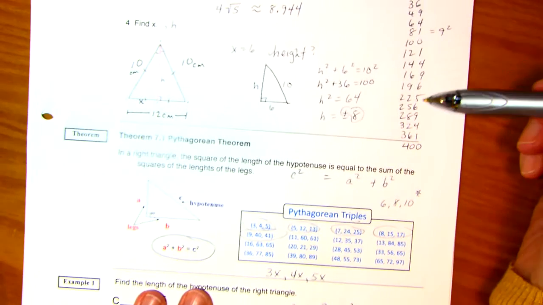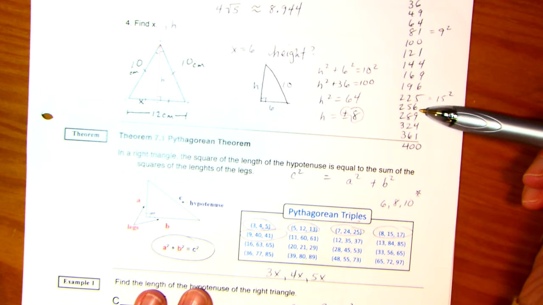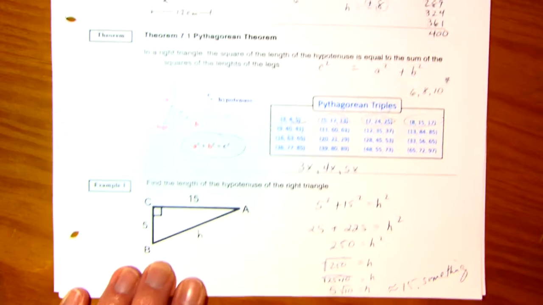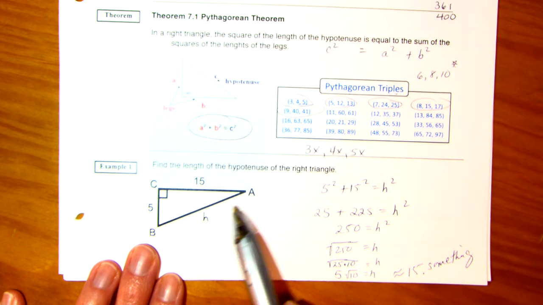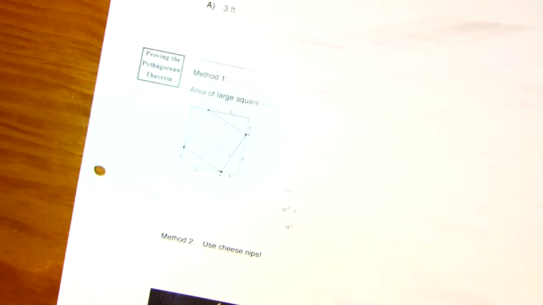Otherwise, if you wanted to estimate, 250 is right between 15 squared and 16 squared. So it's about 15 point something. Okay, so 15 point something. And that makes sense. Your hypotenuse should be the longest segment. Okay, obviously that's not drawn to scale. Next page.